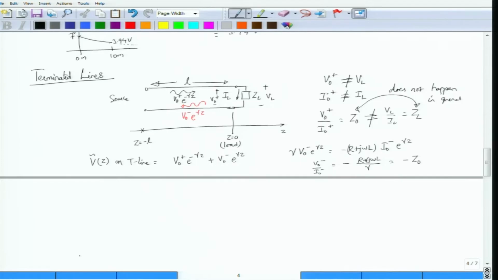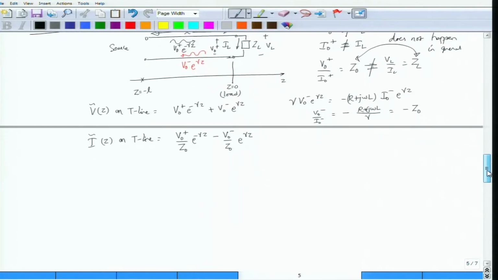This is very crucial. So, the ratio of the backward going or reflected voltage to the reflected current is actually equal to minus Z0. Therefore, if I know the voltage on the transmission line, I can write the current on the transmission line as V0 plus by I0 plus, which is nothing but V0 plus by Z0, propagating in the same direction. Therefore, I can write this as V0 plus by Z0 e^(minus gamma z), but the ratio of V0 minus to I0 minus is minus Z0. Therefore, this is minus V0 minus by Z0 e^(gamma z). These are the voltage and currents on the transmission line.